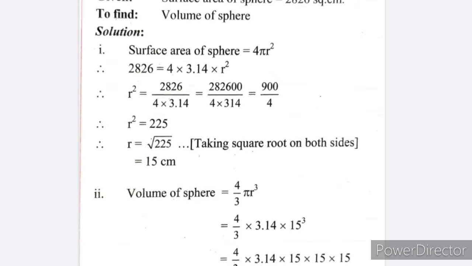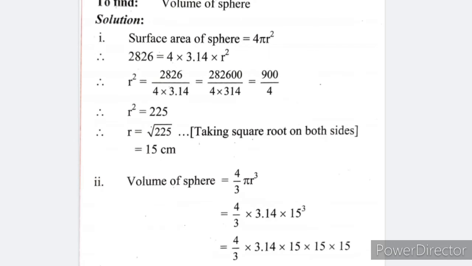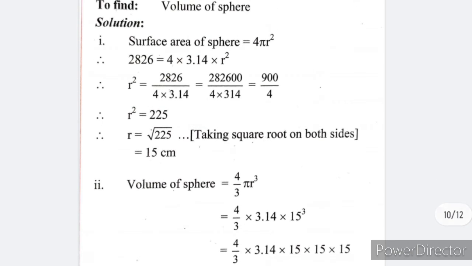So surface area of a sphere is equal to 4 pi r square, that is 2826 is equal to 4 into 3.14 into r square, because we don't know the value of r, that we are going to find now. So r square we will take to one side, and 3.14 into 4, if we take that side it will go into division, because here it is in multiplication, and above it will be 2826. Now if we remove the point from the 3.14, two numbers are there, so above it will become into 100.